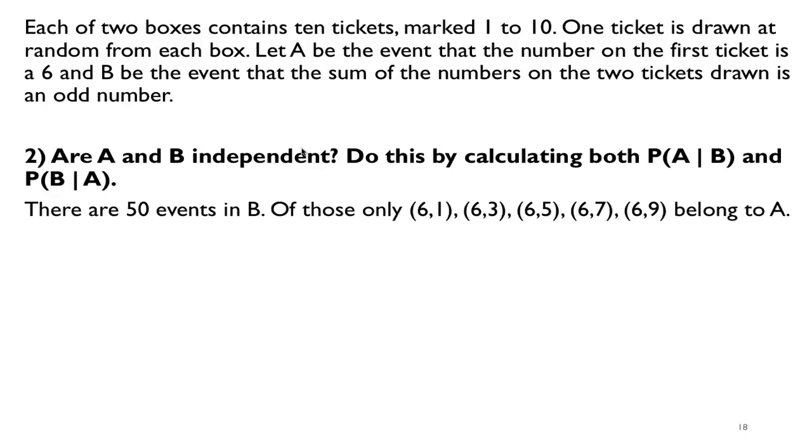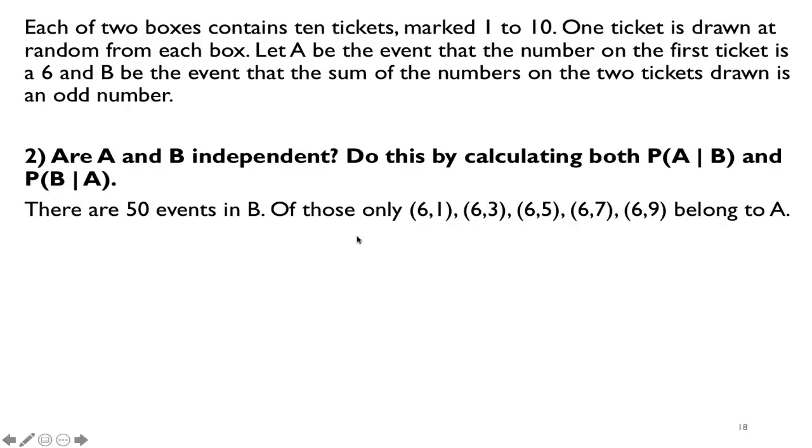Let's do the first part, which is P of A given B. Given that B has already happened, in other words, the sum being odd, which has 50 events, what's the chance of A happening? Of the 50 events in B, only the following are also in A: 6-1, 6-3, 6-5, 6-7, and 6-9. The reason is that we know the sum is odd, so one of them has to be even and one of them has to be odd.